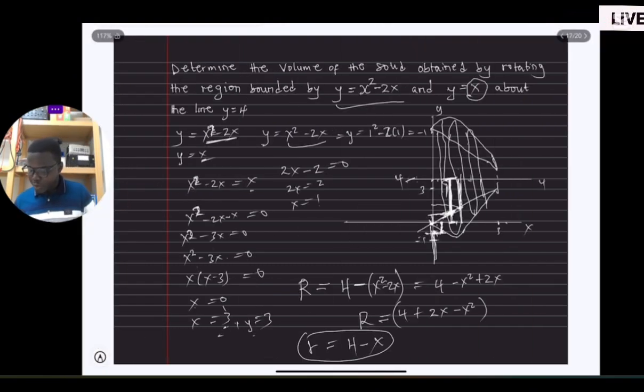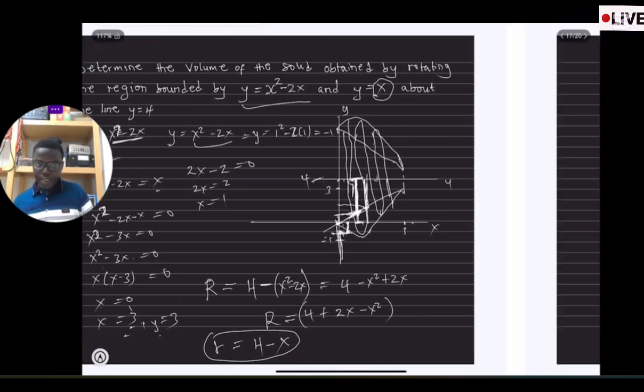pi capital R squared, and that gives us what? Pi. We know that the radius is what? 4 minus 4 plus 2x minus x squared. And in that case, you can go ahead and say, okay, 4 plus 2x minus what? X squared. And don't forget that's all squared, right? And then the area in is going to be pi, and then the radius is 4 minus x, all squared.